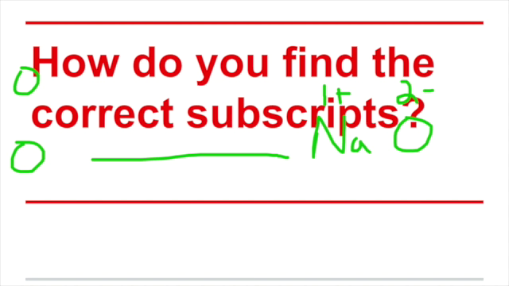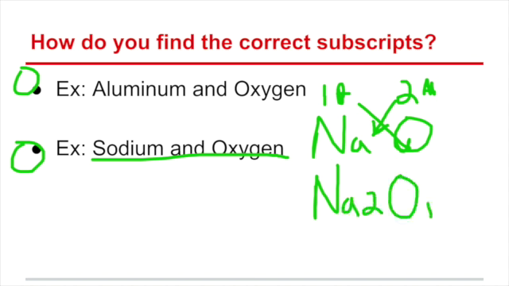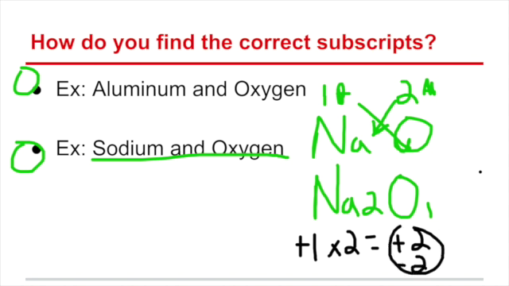So we said the really easy thing to do is just to drop the numbers, just cross them around, and make sure you forget about the pluses and the minuses. So all we get is sodium, there's 2 of them, and oxygen, there should be 1 of them. Let's check our math and see if we made a balanced compound. So sodium has a plus 1 times there are 2 of them, that equals plus 2. And oxygen has a minus 2. So plus 2 minus 2 equals 0.